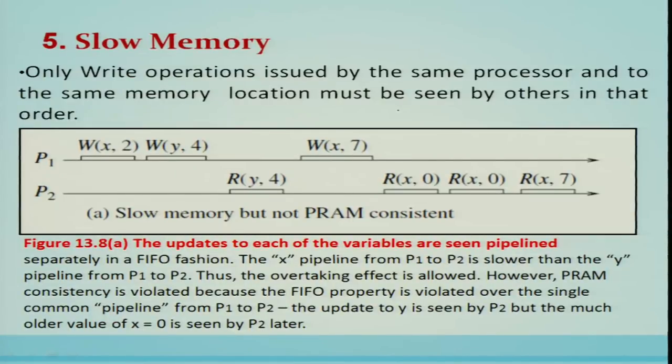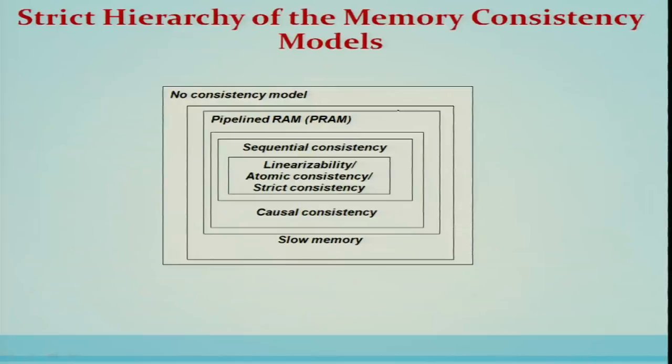Another consistency model is slow memory. Only write operations issued by the same processor and to the same memory location must be seen by the others in that order. This is slow memory, but not PRAM. So obviously we see that there is another weaker model called the slow memory model.